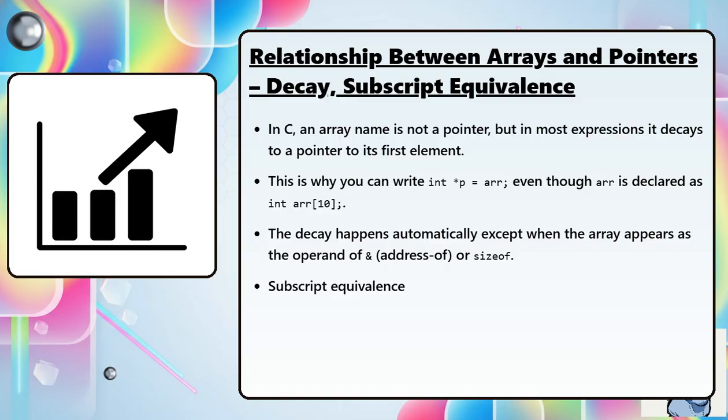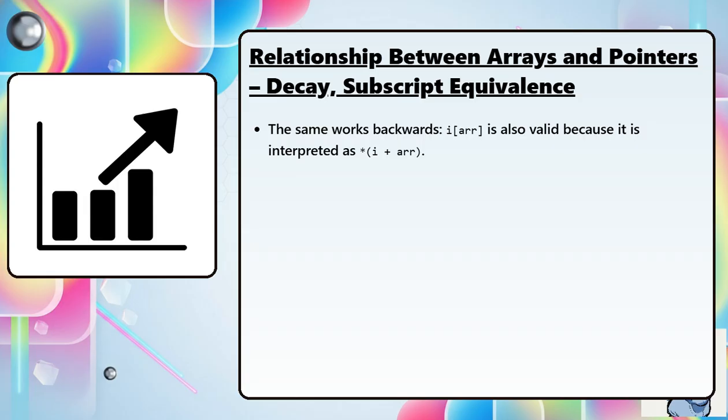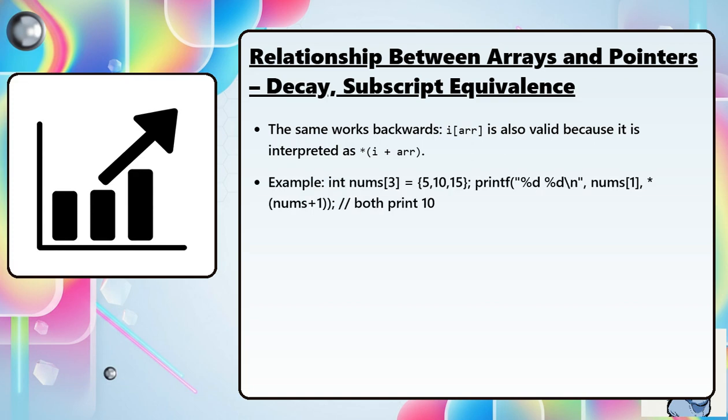Subscript equivalence. The expression r[i] is defined by the language as *(r + i). Because pointer addition is defined, r + i yields a pointer to the ith element, and dereferencing with * gives the value. The same works backwards: i[r] is also valid because it is interpreted as *(i + r). Example: int nums[3] = {5, 10, 15}. printf("%d\n", nums[1]) and *(nums + 1) both print 10.